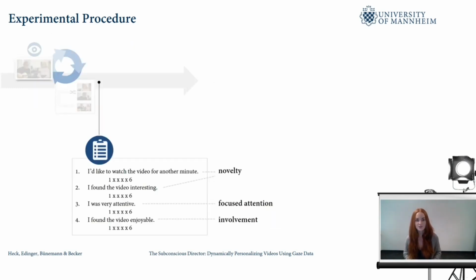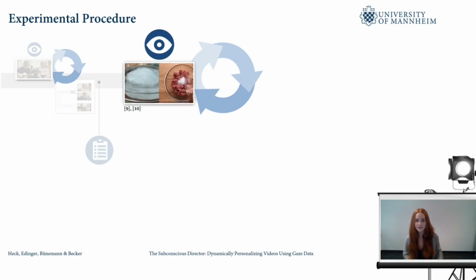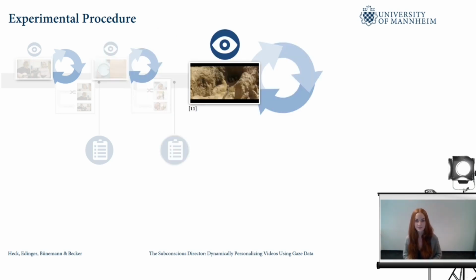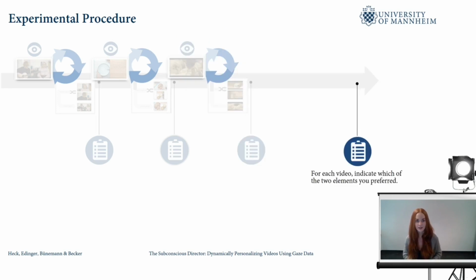After watching the video, we asked the participants to rate 4 measures of user engagement on a 6-point Likert scale. We collected 2 measures for novelty, 1 for focused attention, and 1 for involvement. In the second video, we used a tiled screen to show 2 streams in parallel. Each stream featured a cooking video. The third video was an animal documentary. And at the very end of the experiment, we additionally asked the participants to rate their preference for each element in each video.